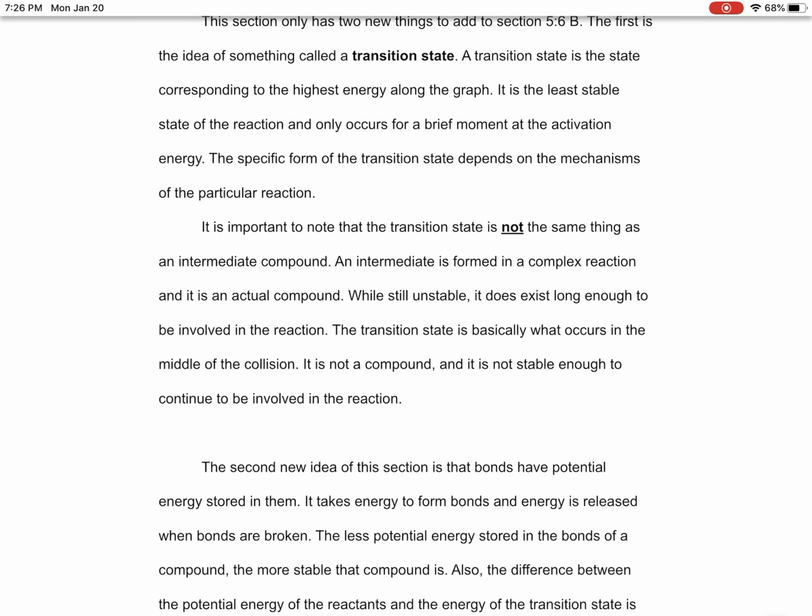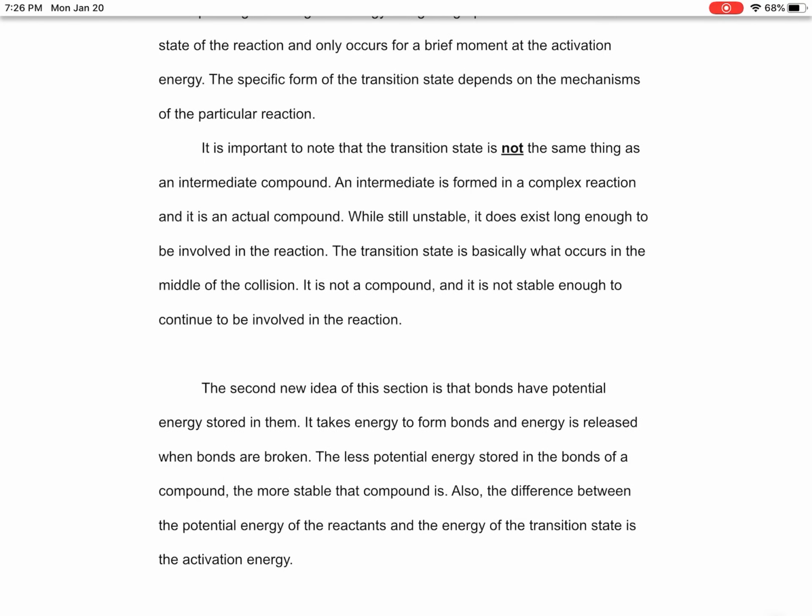So a transition state is the state corresponding to the highest point of energy in the graph. It is the least stable state in the reaction, and it only occurs for a brief moment when the activation energy is met, okay? The specific form of the transition state depends on the mechanisms of a particular reaction. So the transition state does not look the same for every reaction.